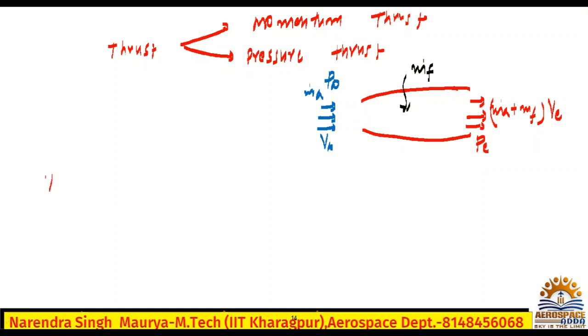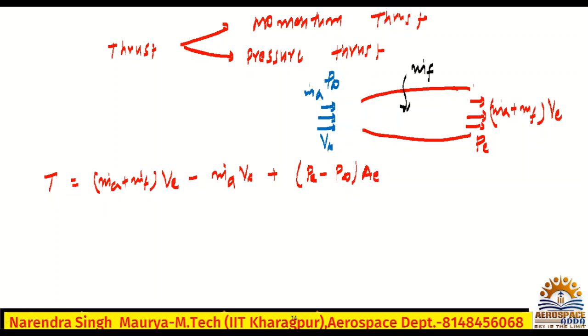If I write the thrust formula, what will we get? Change in momentum: (m dot a plus m dot f) into Ve minus m dot a into v infinity, this is the momentum thrust, plus (pe minus p infinity) into the exit area. Pressure into area will be the force, that is thrust. So here we have area A.